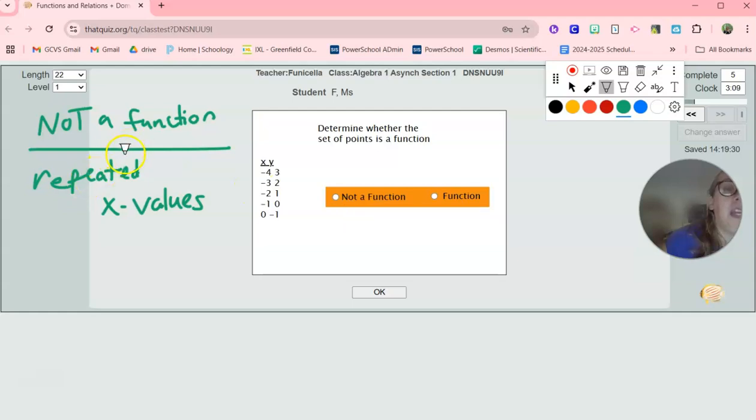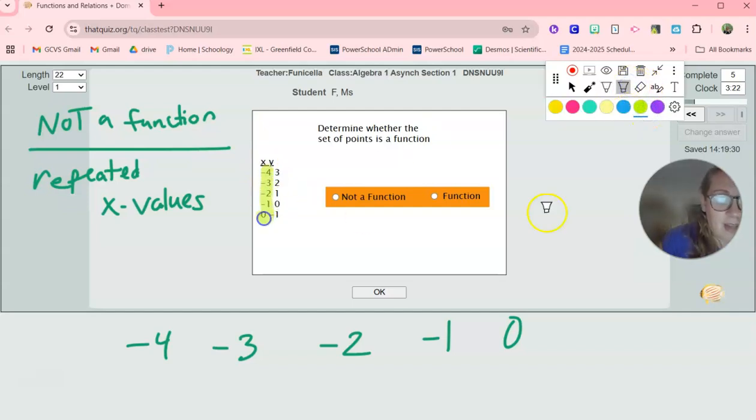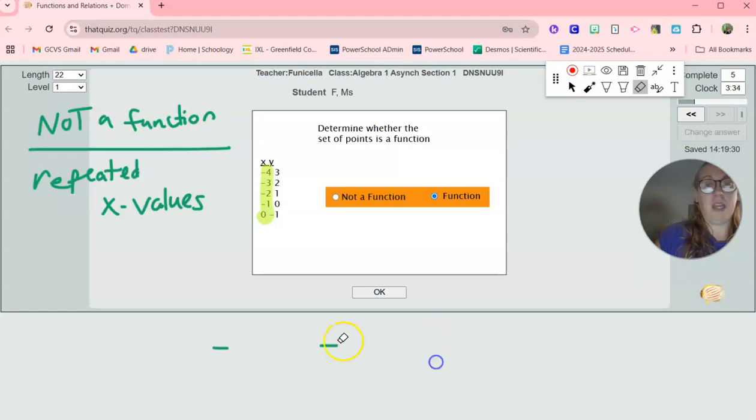So we're looking for repeated x values. If I see my x's, I see a -4, a -3, a -2, a -1, and a 0. And again, that's just my x values, and those are all different. So we're good. As long as there's no repeated x values, we have a function. So this one is a function, and then you can hit OK.